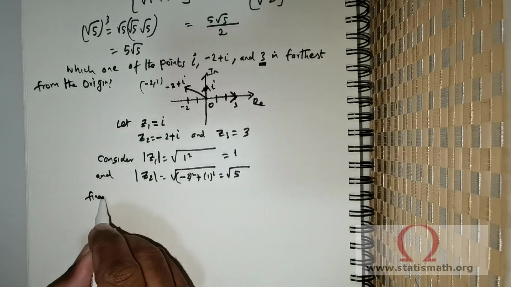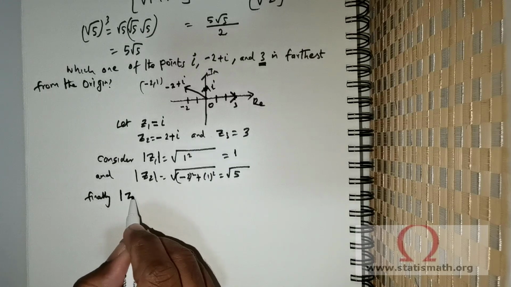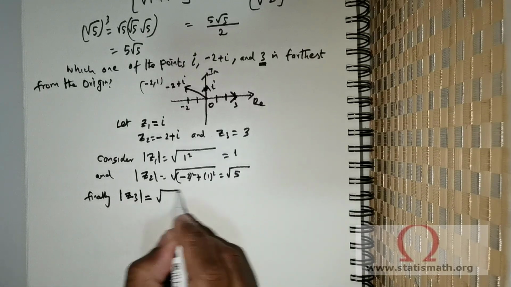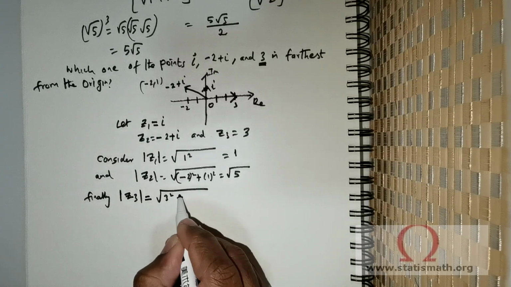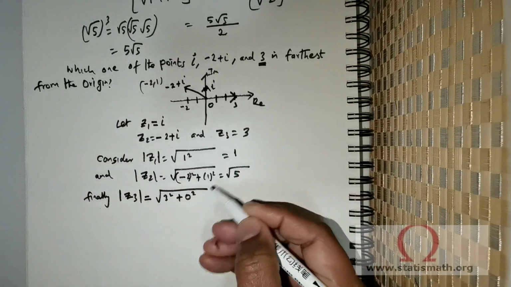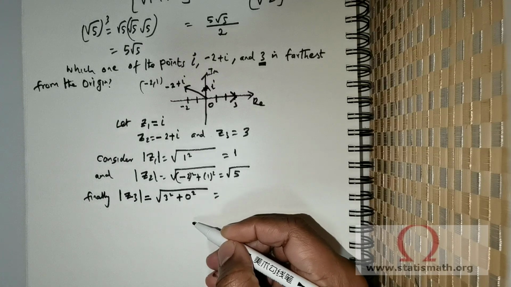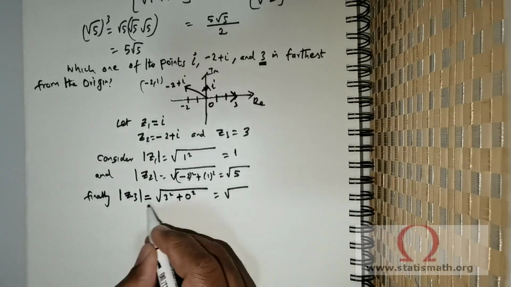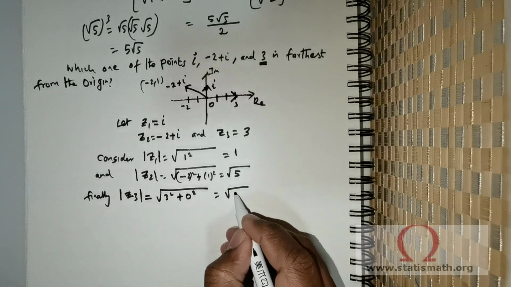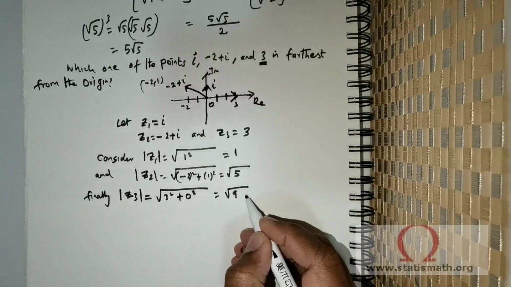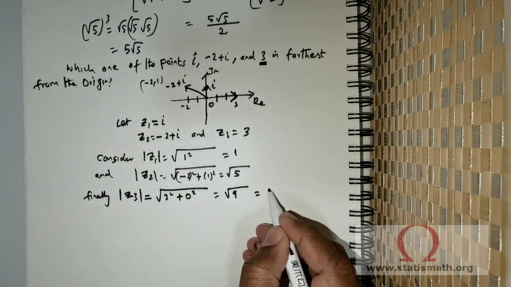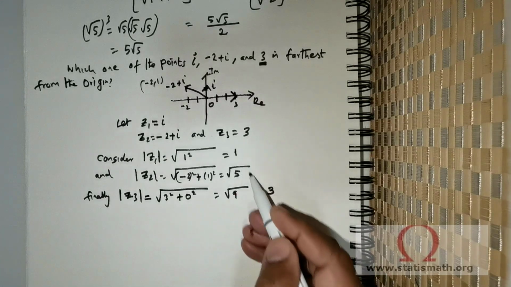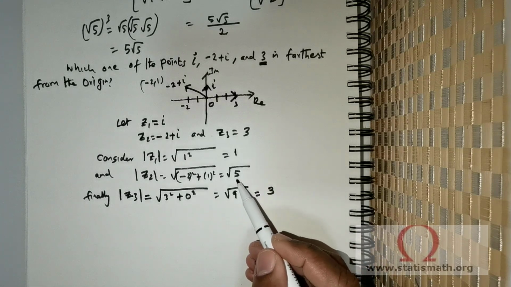Finally, we take the modulus of the third complex number 3. It's going to be root of 3 squared plus 0 squared, since the imaginary part is 0. You don't need to place it, I'm just placing it. So root of 3 squared is root of 9, which gives me 3. So I've got the following quantities: 1, root of 5, and 3.